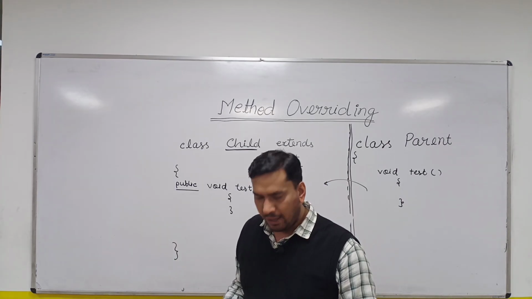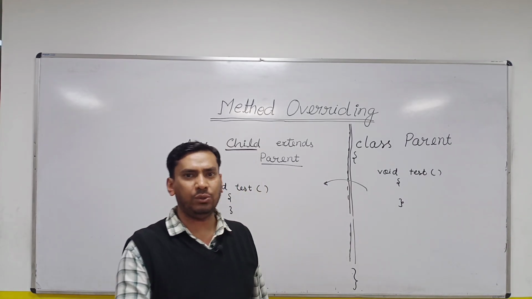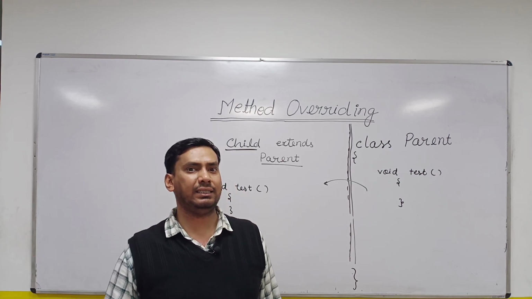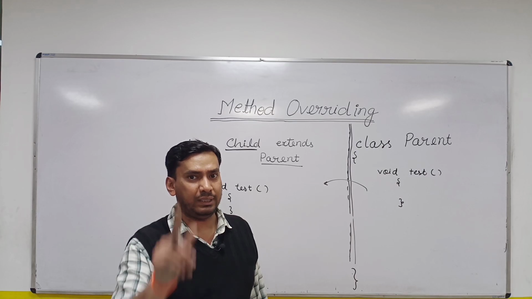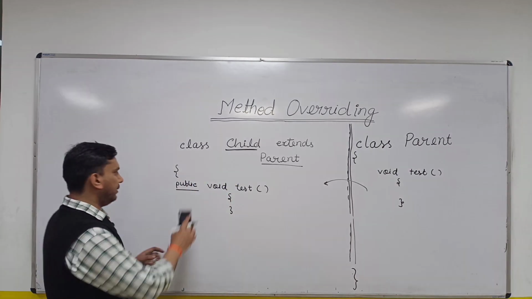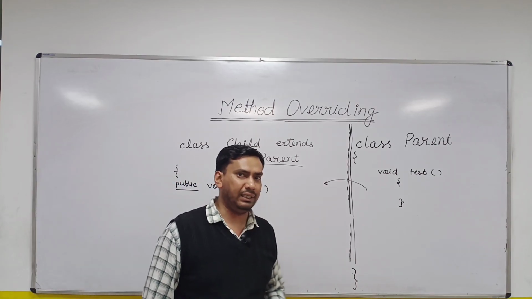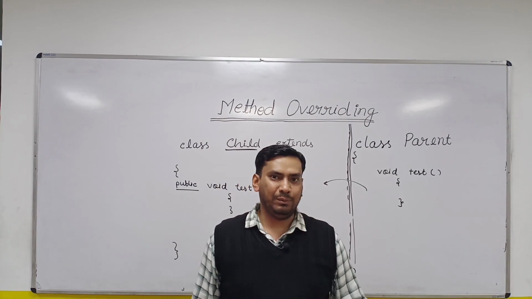So during the overriding, the first concept is either you can retain the same accessibility level or you can enhance the accessibility level, but you cannot reduce it, right? The second thing that you can change is the return type.